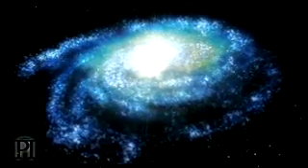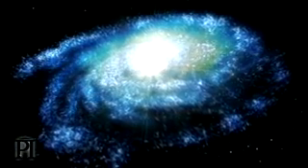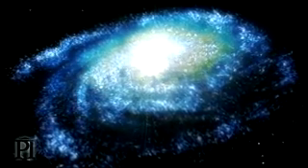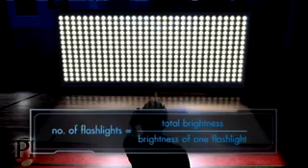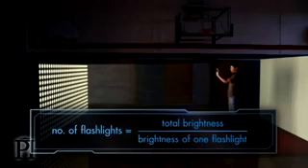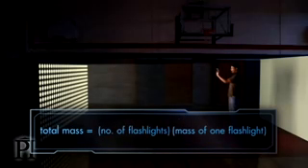It also helps us understand why Vera Rubin saw the stars in Andromeda moving so much faster than anyone expected. Once you've got the total brightness, compare it to the brightness of the single flashlight. The relationship between the brightness of all the flashlights and just one will tell you how many flashlights there are. Then, multiply the number of flashlights by the mass of one flashlight and you've got the total mass.